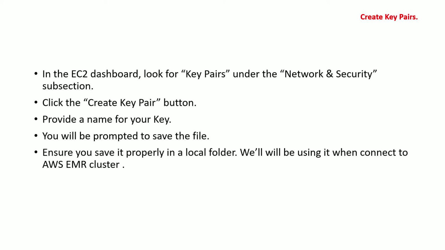So next we will create the key pair. Go to the EC2 dashboard and look for key pairs under the network and security section. Click the create key pair button, provide a name for your key, and then save the file in your local folder. We are going to use it later when we connect to the AWS EMR cluster.